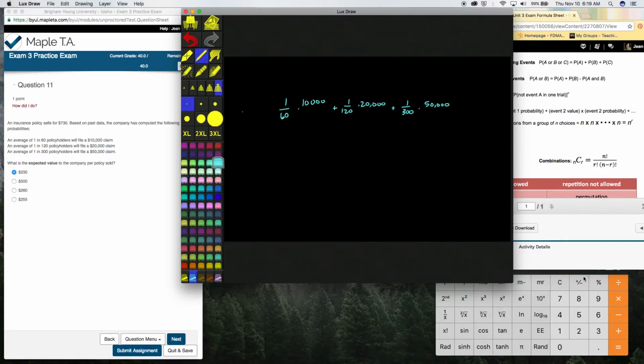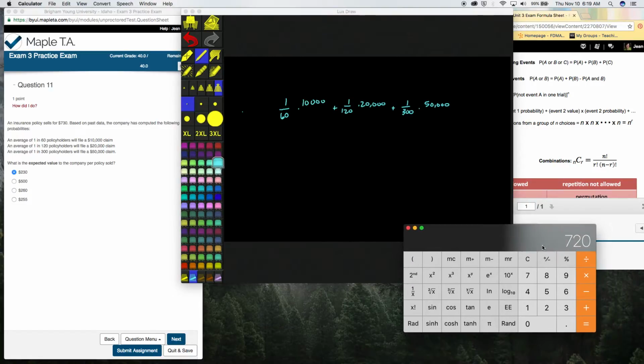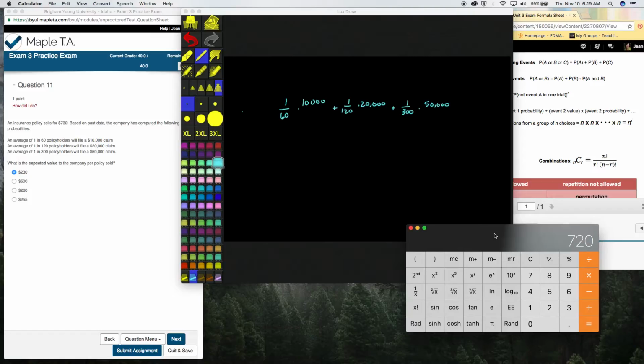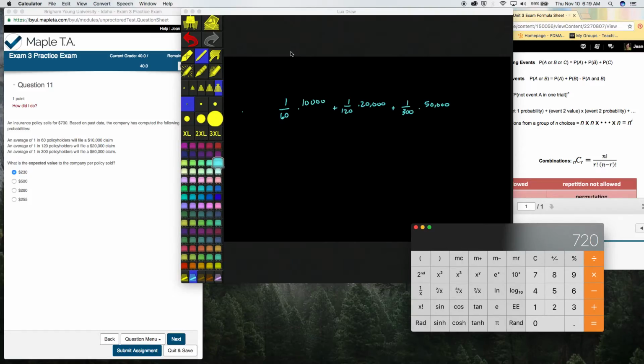You can do this all in your calculator. If you are uncertain and you have a very basic calculator, you might want to do each of these individually and write the numbers down and then add them together. But most calculators you can just do them all. So you're going to do each one of these separately.